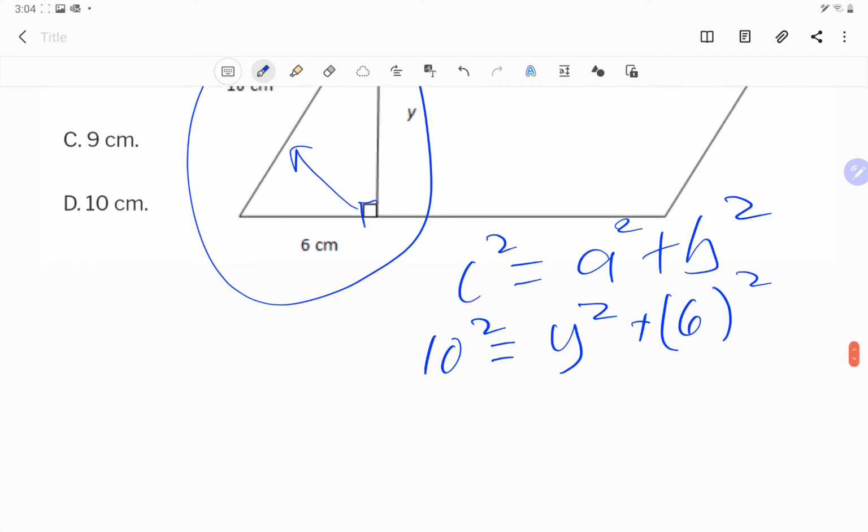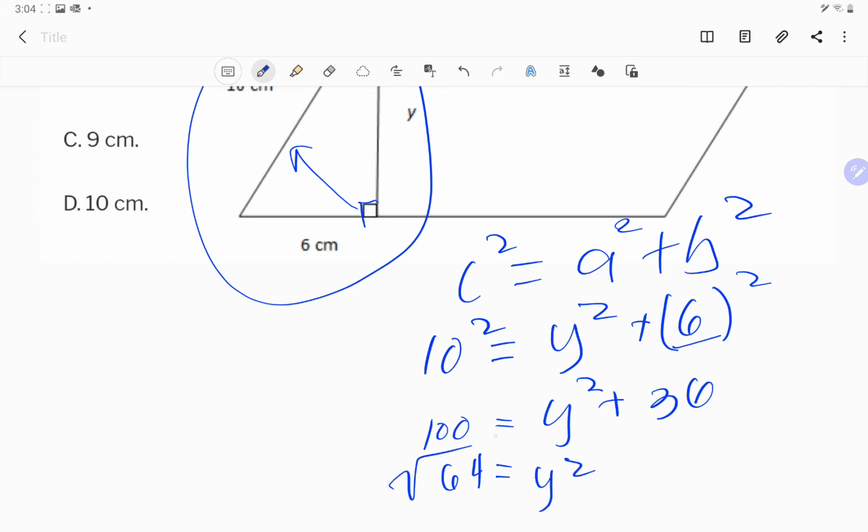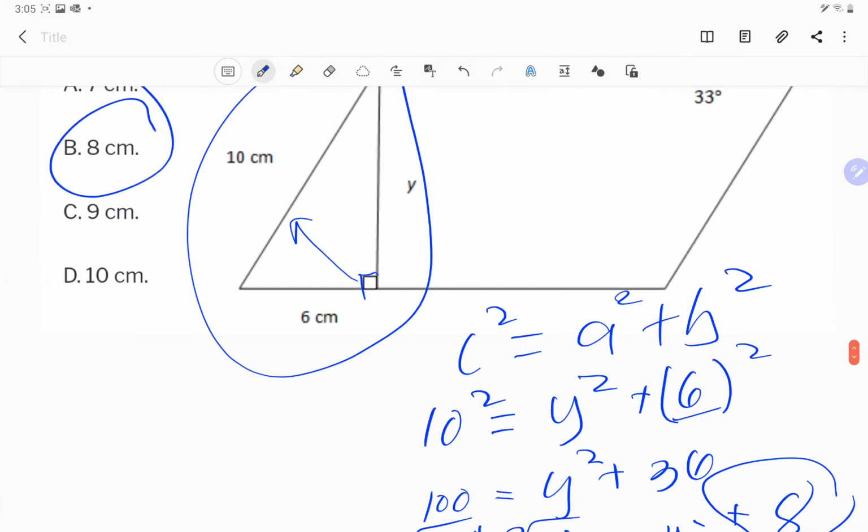Alright, so what is 10 squared? 10 squared is equal to 100, which is equal to y squared plus 6 times 6, which is 36. And then combine like terms, that becomes 100 minus 36, that is equal to 64, which is equal to y squared. Now take the square root of both sides, your y is equal to positive or negative 8. But since we don't have a negative distance or a negative length, we're always going to use the positive value for the length, which is equal to 8.